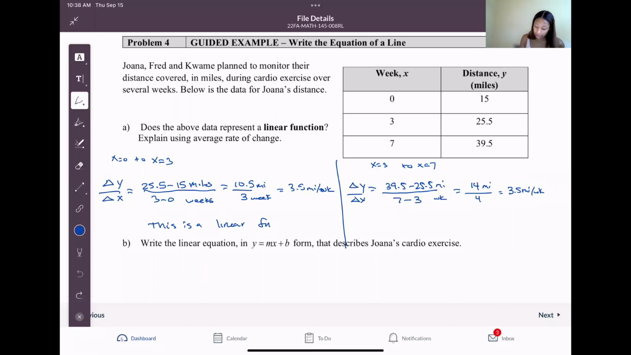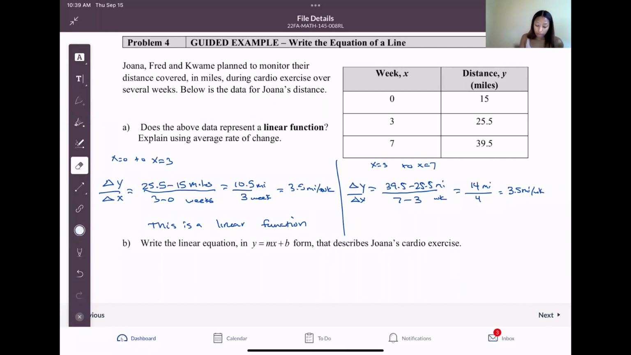Now that we know this is a linear function, we can write out a linear model in the form y equals mx plus b. Remember, one very, very nice thing about linear functions and the average rate of change. Once we've calculated the average rate of change and we find that it's constant, that constant number that we get tells us what the slope is.